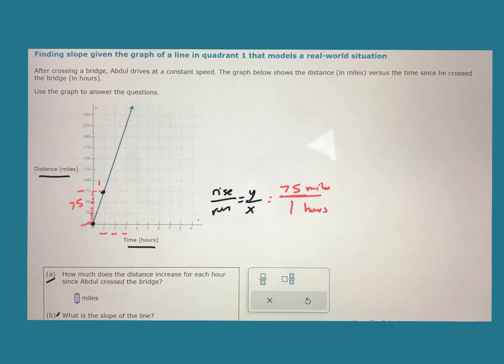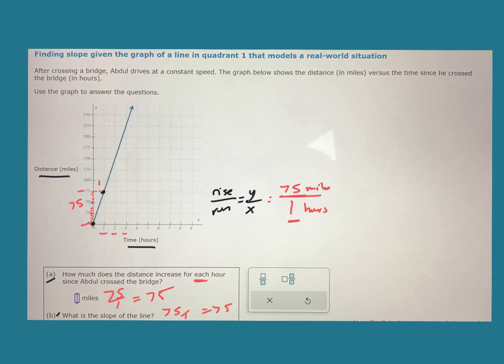So how much distance increases for each hour? So for each hour means 1. So as long as this bottom number is 1, we've answered that question. So it would be 75 over 1, or we can just say that's the same thing as 75. And then what is the slope? Well, it's the same thing. The slope is 75 over 1, or just 75.